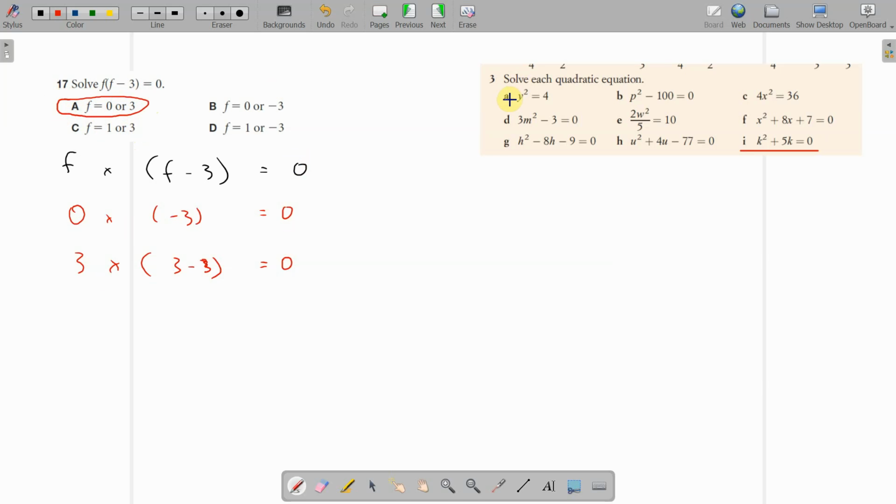Okay. Number 3, there's quite a few of these that are similar. We'll also come back to these. This one's the closest one because we can factorise it to k times k plus 5 equals 0, which means k to be correct has got to equal 0 or minus 5. Either one will get you the answer there.